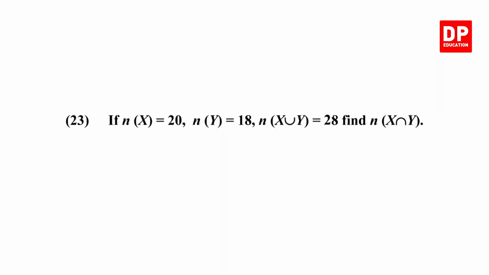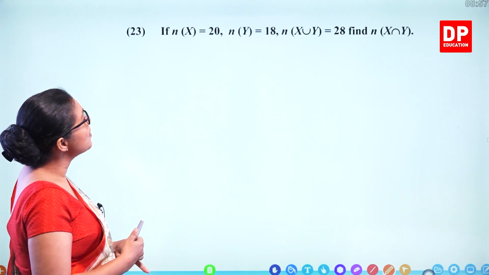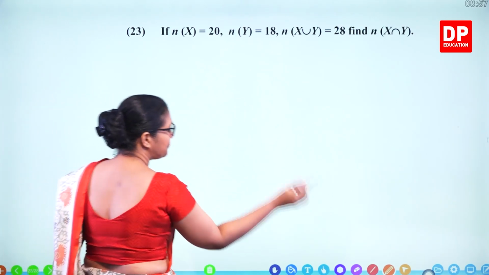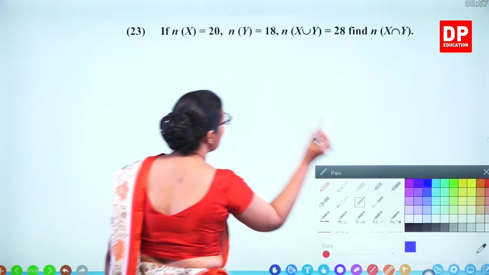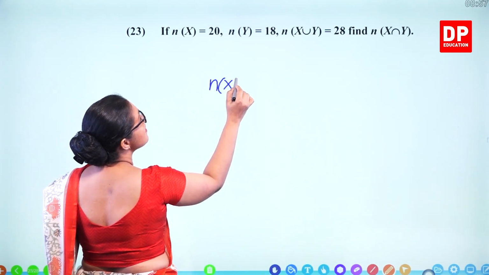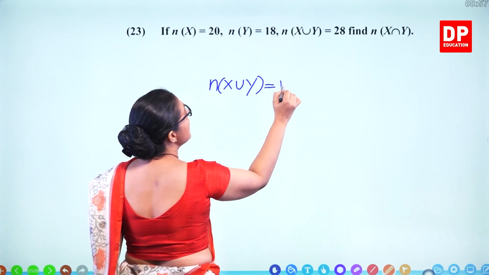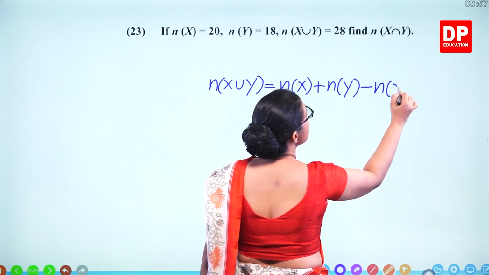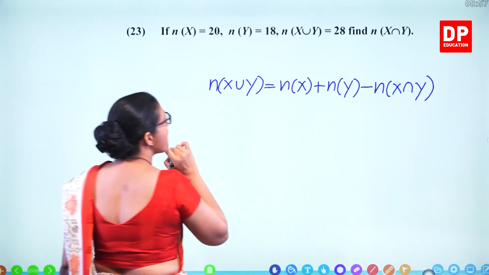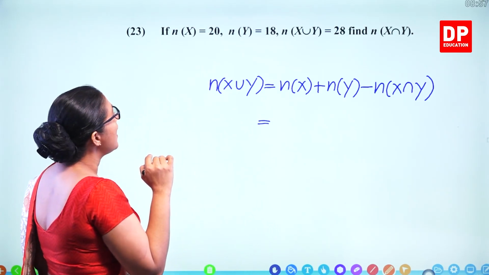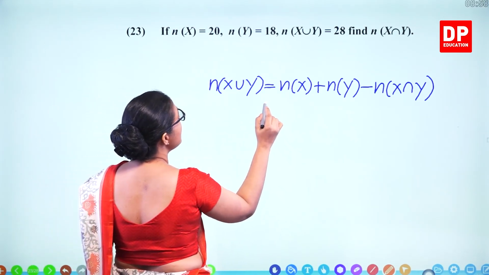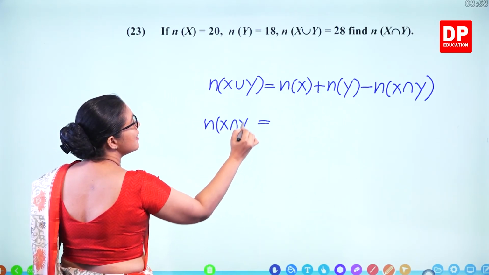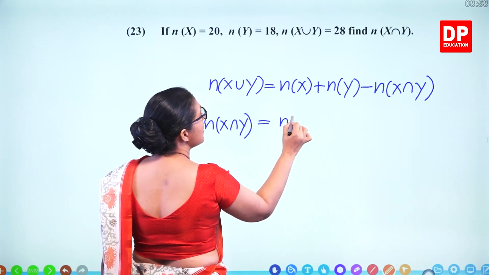Question number 23. n(X) equals 20, n(Y) equals 18 and n(X union Y) is 28. Find the intersection. So what's the formula? n(X union Y) equals n(X) plus n(Y) minus n(X intersection Y). n(X) is 20. Now here you need the intersection, so we'll take it to this side. It's easy. This one you take to the other side.